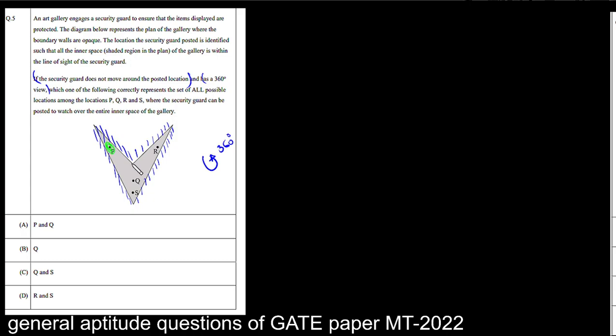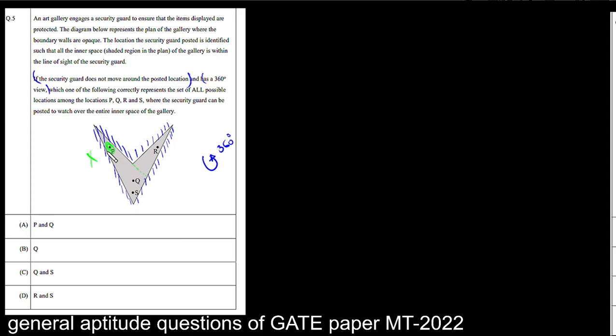This area is nothing but the directly front side of this guard. In other words, this area is directly in line of sight of this security guard. But at this second corner of this gallery, this security guard does not know what is happening. Simply, we can cancel out this point P, because if we put the security guard here, he can see all this area, but we cannot see what is happening at this second corner at the R position. So we can cancel out this point P.